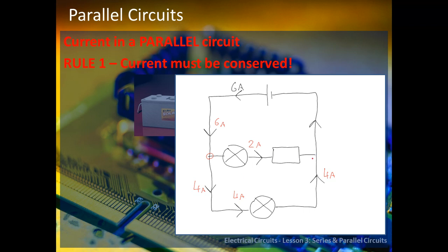We then reach another junction. So the 2 amps comes across, the 4 amps come up, and they meet again at this junction, which means as we carry on further up this path, we then have 6 amps. So we are back to our original current, therefore the current's been conserved, and therefore we've done that circuit correctly.